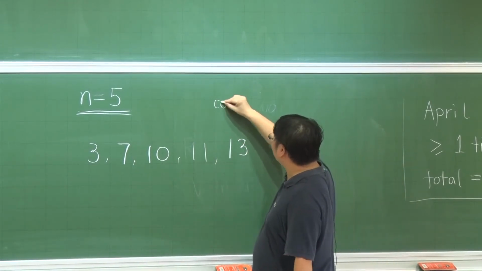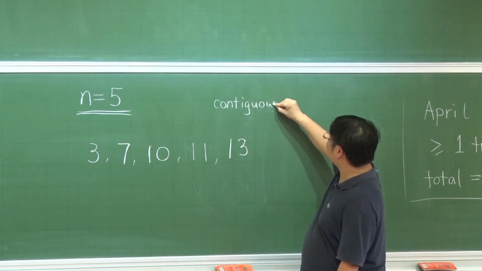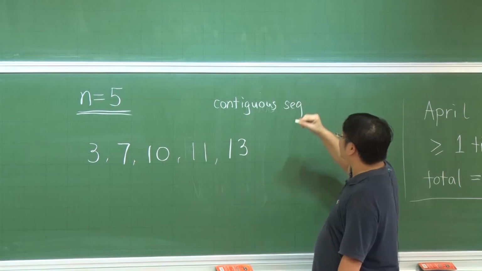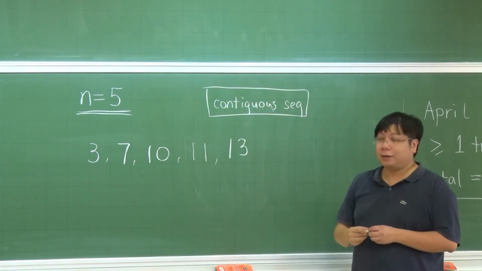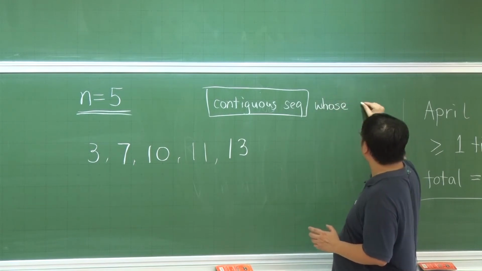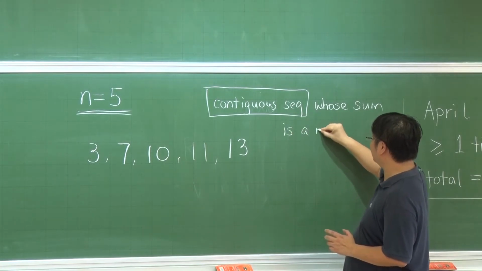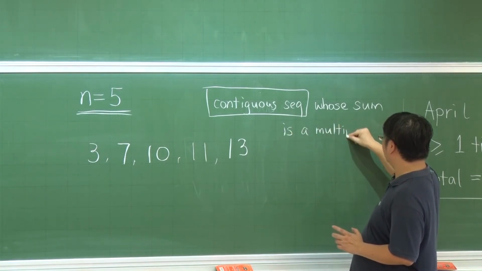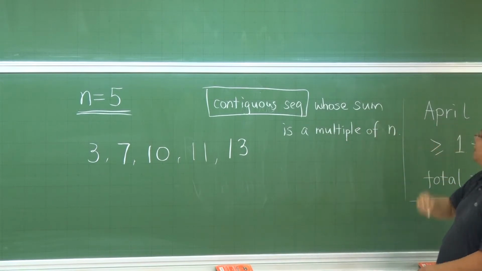So we can find a contiguous sequence such that the sum is a multiple of 5. So here we use n.